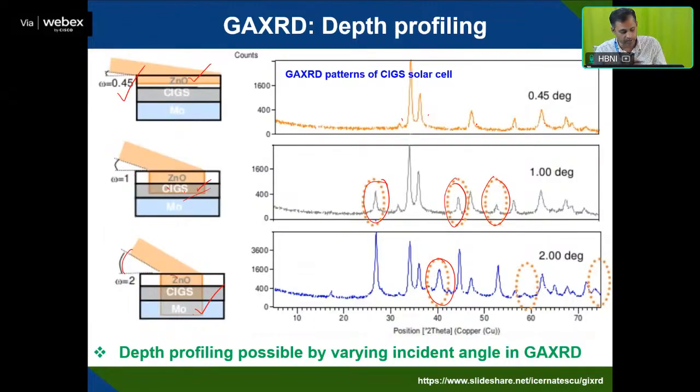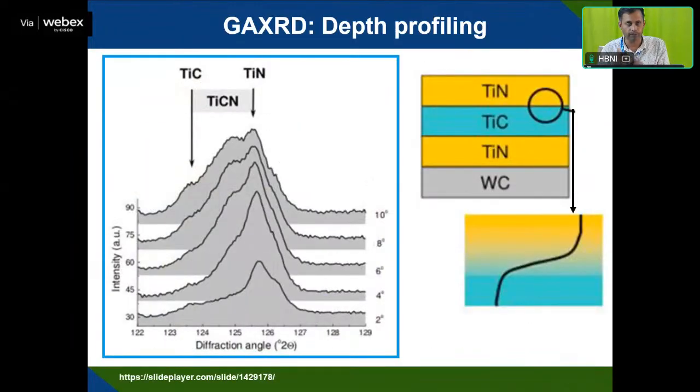Based on that, depth profiling is possible by varying the incident angle in a grazing angle XRD pattern, and you can identify whether you have formed a perfect structure or not.